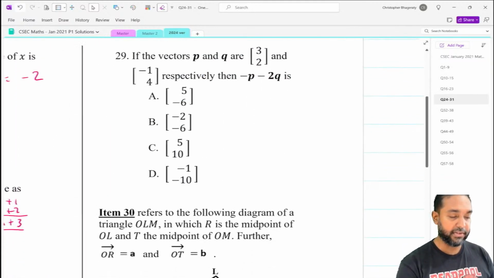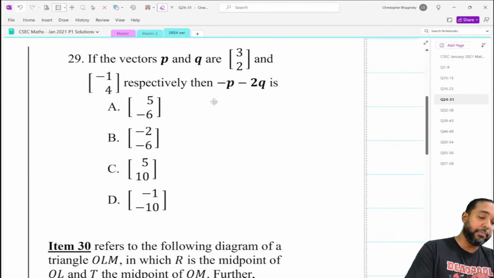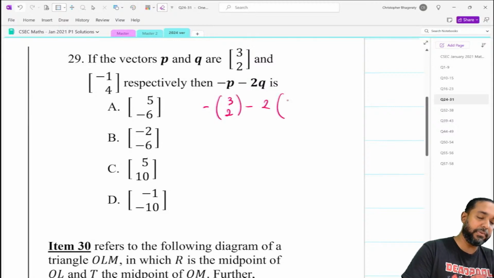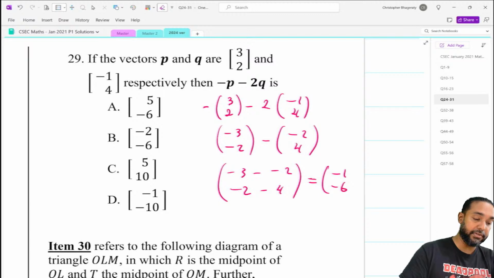Okay, going again. If the vectors P and Q are (3, 2) and (-1, 4), then -P - 2Q. So minus P, all right, hold on. Let's try this out. So minus P is the negative of that, minus 2 multiplied by (-1, 4). So that's (-3, -2) - (-2, 8)... and now I'll bring in the minus from the outside. -3 minus -2 becomes -3 + 2, and -3 + 2 is -1. And then -2 minus 4 is -6.